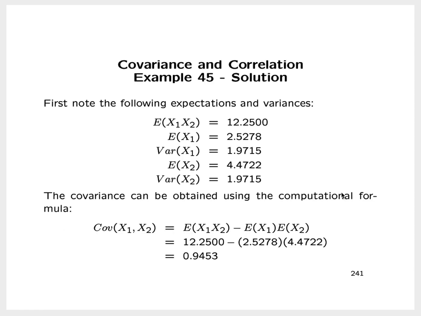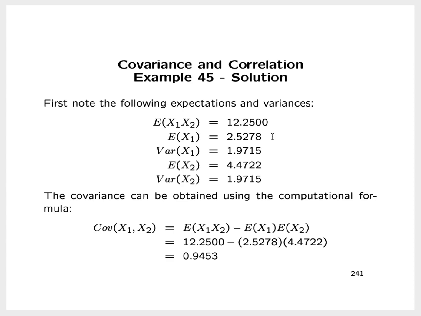Now, using the formulas given previously to find the various expectations and variances and so forth, we have the following results. The expected value of x1 times x2 is equal to 12.25. The expected value of x1 is 2.5278. The variance of x1 is 1.9715. The expected value of x2 is 4.4722, and the variance of x2 is 1.9715.